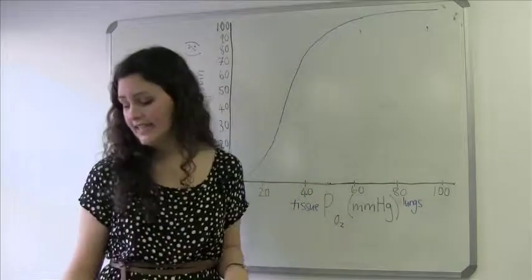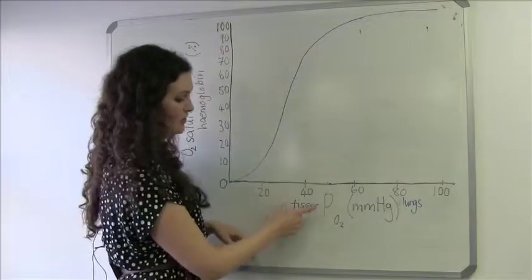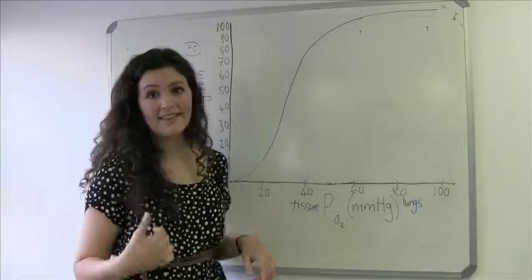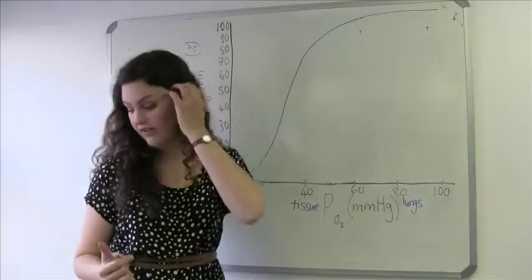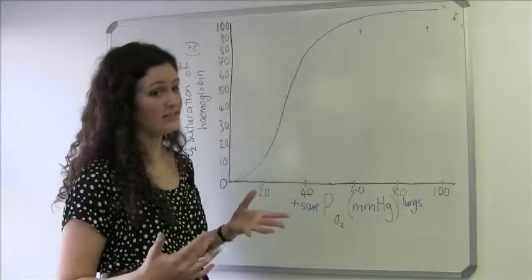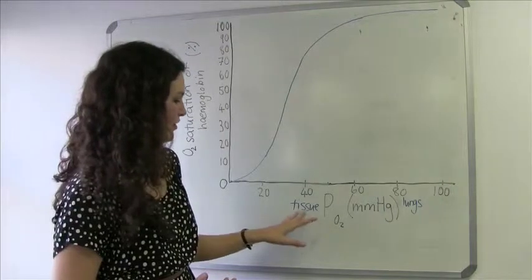Now I noticed in the text in your textbook it refers to normal tissue having a partial pressure of 40 millimeters of mercury. In the diagram in the textbook, your graph in your textbook, the arrow for tissues is at 20. I think we should trust the text, not the diagram. So I've corrected my diagram to have the arrow at 40.